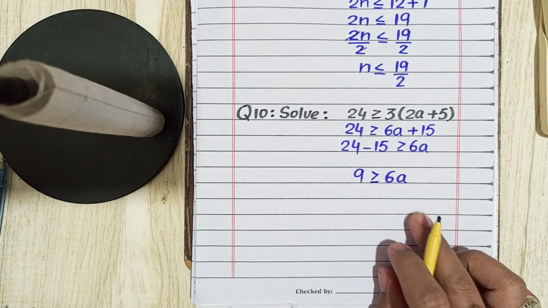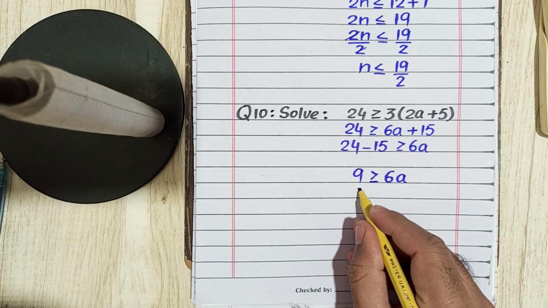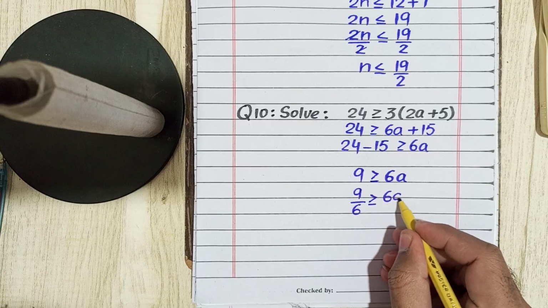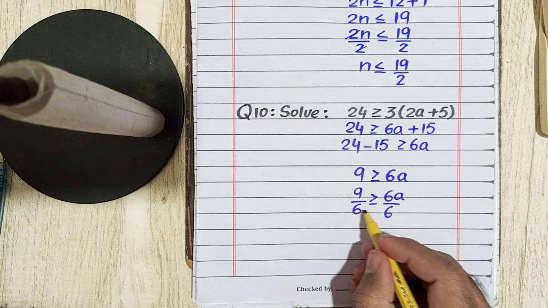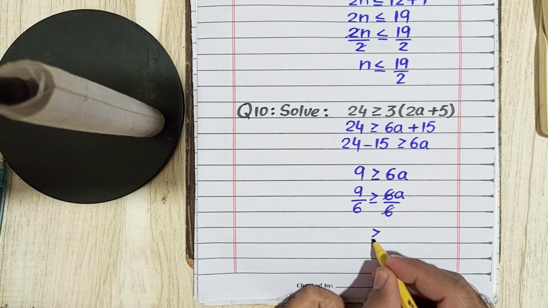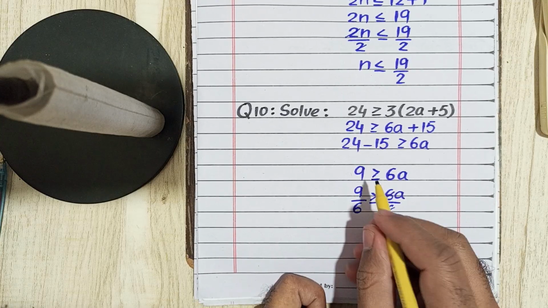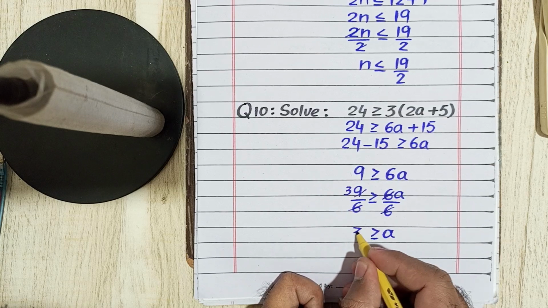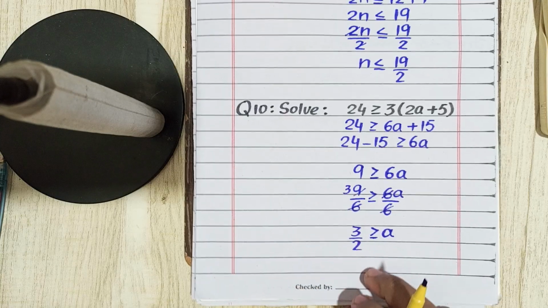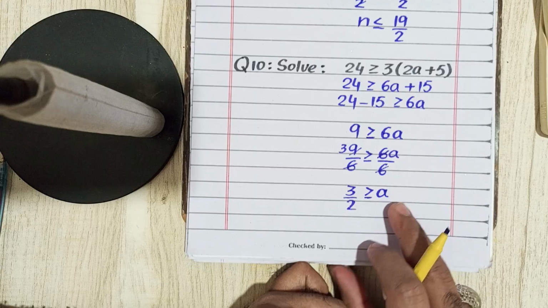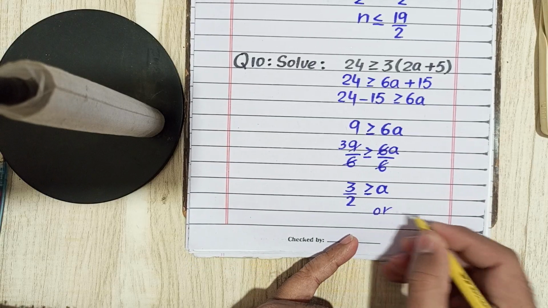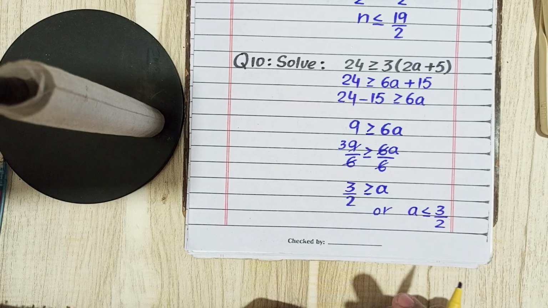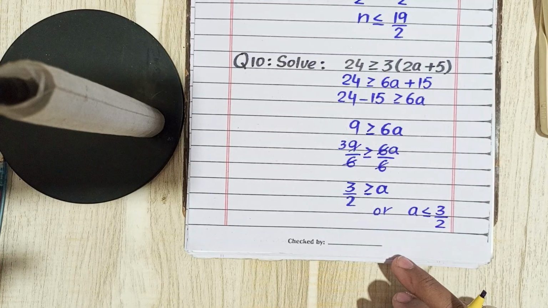Now we want to calculate the value of a, so we divide both sides by 6. So we cancel this 6 with 6. So here we have 3 times 3 is 9, 3 times 2 is 6, so we have 3 over 2. So it means 3 over 2 is greater than or equal to a, or we write a less than or equal to 3 over 2. So this is our final answer.